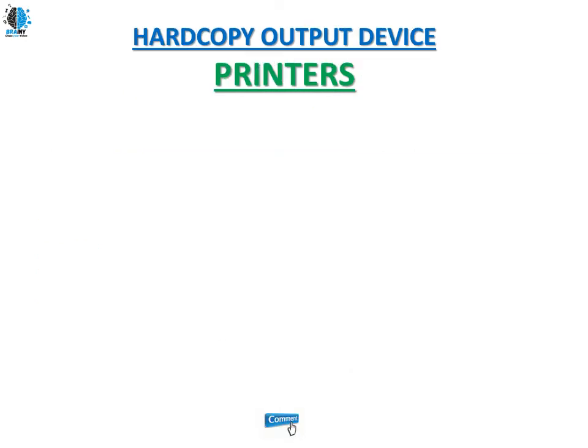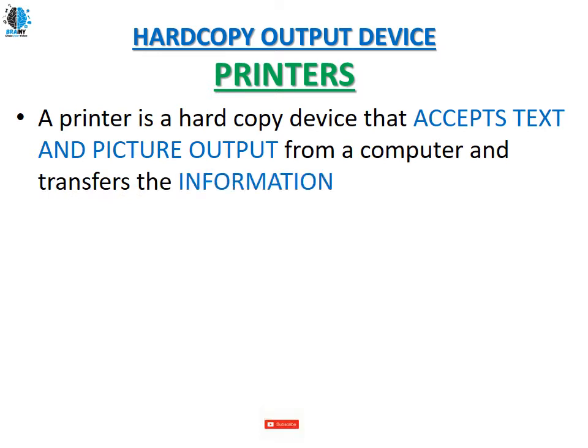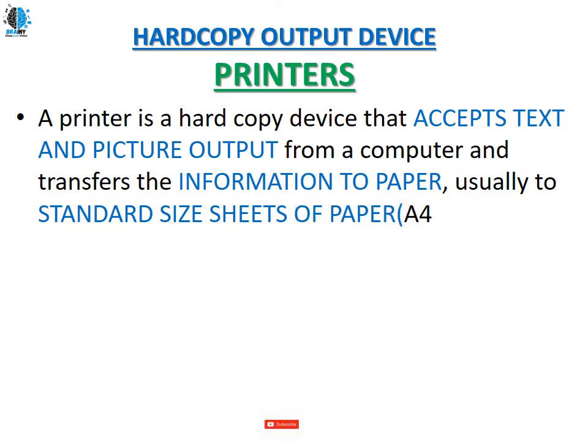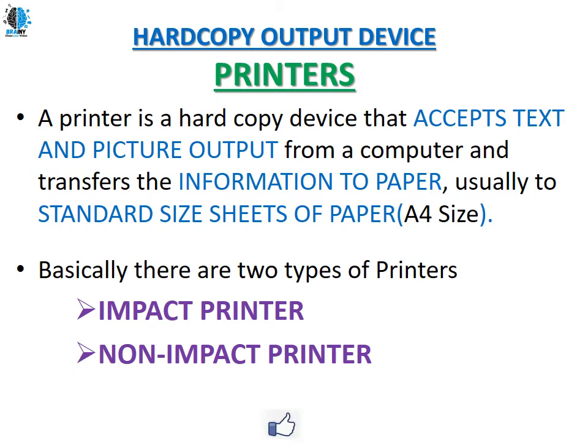Hard copy output devices. The very first we have is the printer. A printer is a hard copy output device that accepts text and pictures output from a computer and transfers the information to paper, usually standard paper sheets of A4 size. Basically, there are two types of printers available. The very first is the impact printer and the next is the non-impact printer.